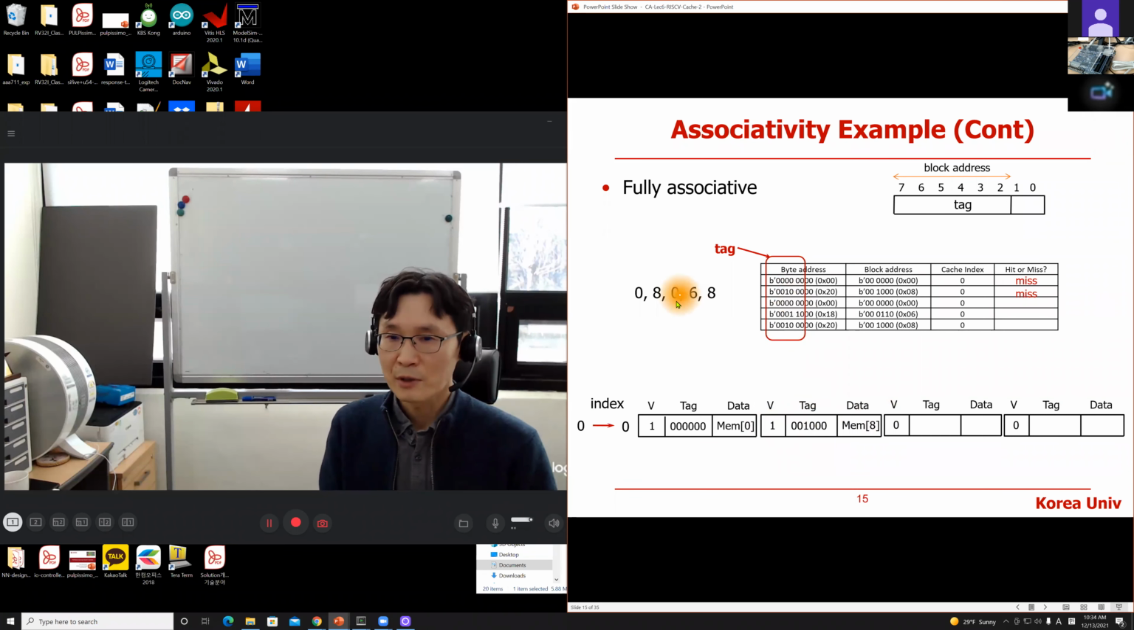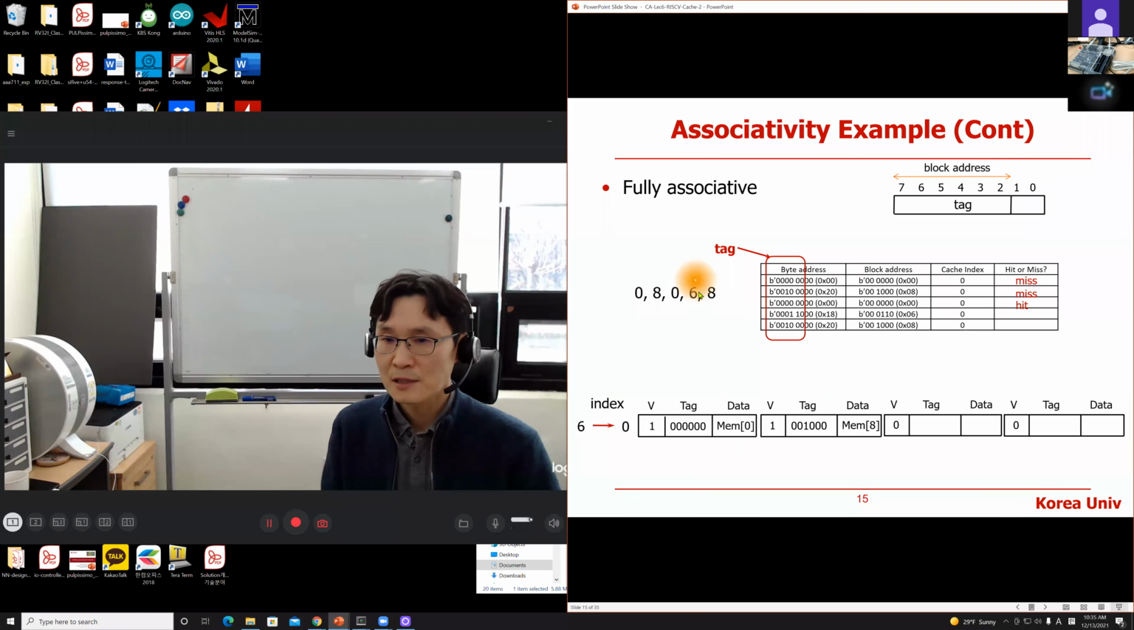Okay. Then next memory read instruction from location 0. Hit or miss? It is cache hit. Why is that? Because this chunk ID is equal to this tag information. So we have cache hit, right? So cache is able to provide data directly to CPU. Okay, so we have cache hit.